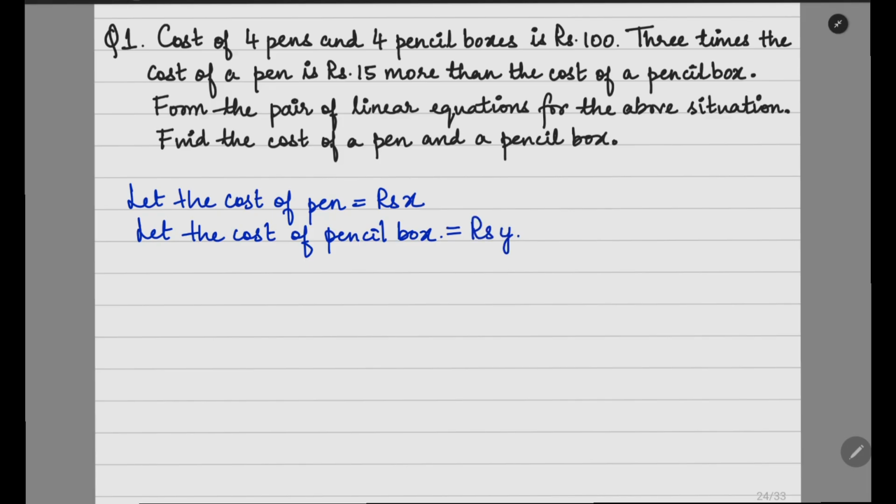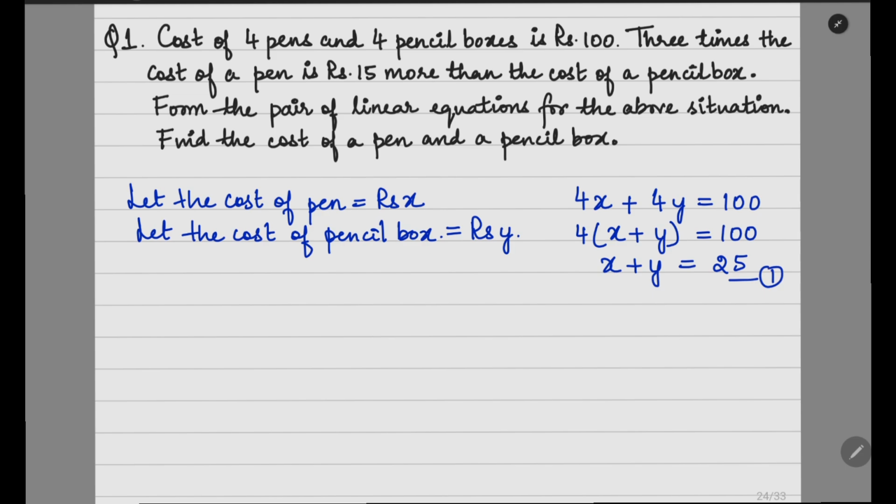Now, what is the first sentence? Cost of 4 pens. If the cost of 1 pen is x, how much is the cost of 4 pens? 4x, plus 4 pencil boxes. Cost of 4 pencil boxes means 4 into the cost of 1 pencil box, which is y. So 4x plus 4y is equal to rupees 100. Take 4 common out. So you will have x plus y is equal to 100 divided by 4, which is 25, and this is your first equation.